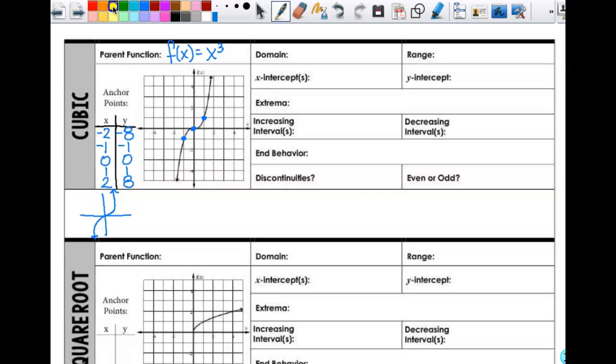Then we put our little anchor points on there, and you know it's going to look something like this. And then you have to think, what are they? Because again, you can write this out, but you don't have to write this out every single time. 0, 0, 1, 1. Those are easy. Then when you're trying to remember what this one is, it's 2. 2 cubed is 8. That's how you know what the number is. Okay? We good? All right, you fill out the little chart.